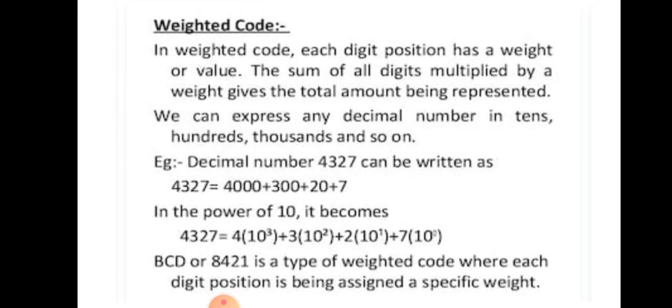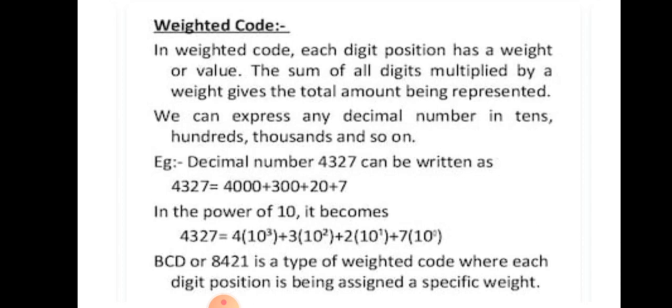For example, in the 8421 code, every digit will have a specific weight. In 8421, the last digit will have the weight 1, before that it will have 2, before that 4, before that 8 and so on. In this way, by using these weights and the sum of these weights, we can express the number in a weighted code.